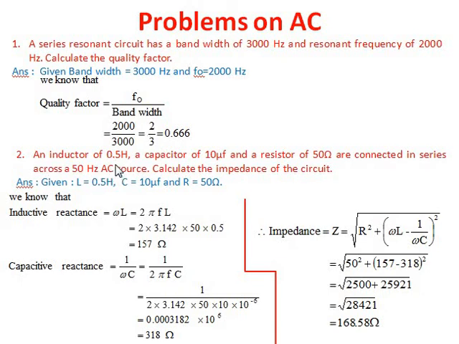An inductor of 0.5 Henry, a capacitor of 10 microfarad and a resistor of 50 ohm are connected in series across a 50 Hz AC source. Calculate the impedance of the circuit. Okay. So now this is the LCR series circuit. We are going to calculate the impedance, that is Z is equal to square root of R square plus (omega L minus 1 by omega C) whole square. So this is the impedance.